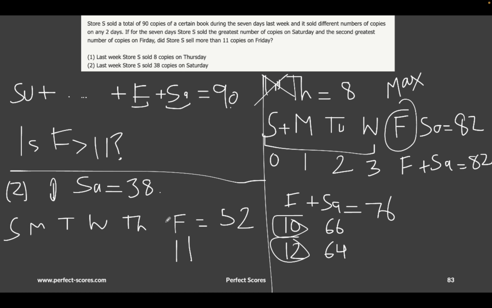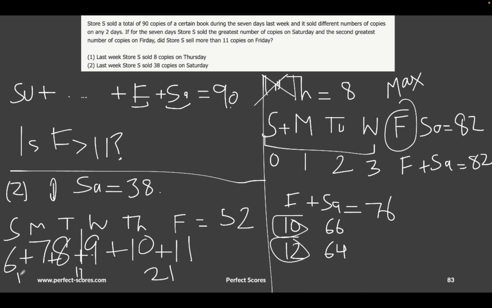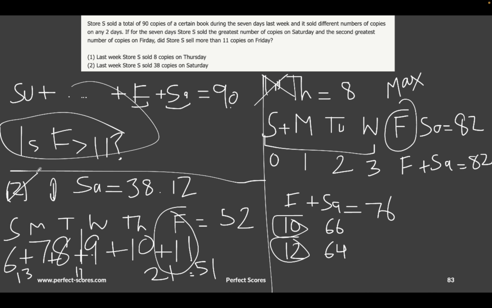10 plus, this is 21, 9 plus 7, this is 17, 7 plus 6, this is 13. So this actually comes out to be 51. So the maximum this all can be is 51. If Friday is 11, well, that's not possible. This has to be at least 52. So that means Friday has to be at least 12. So if Friday has to be at least 12, that means Friday has to be greater than 11. That means this statement is sufficient, and B is my answer.